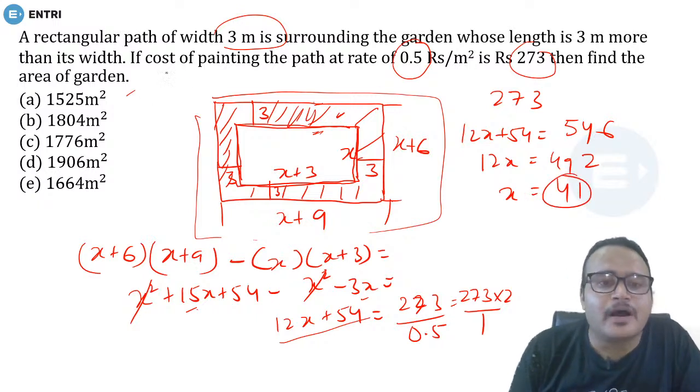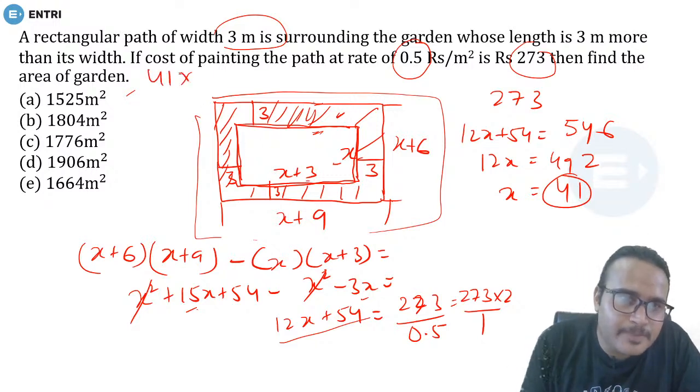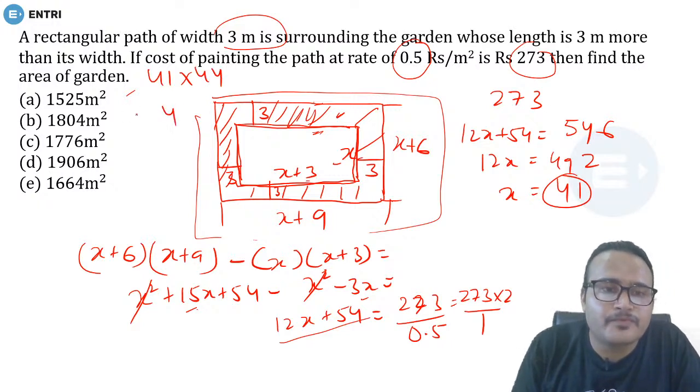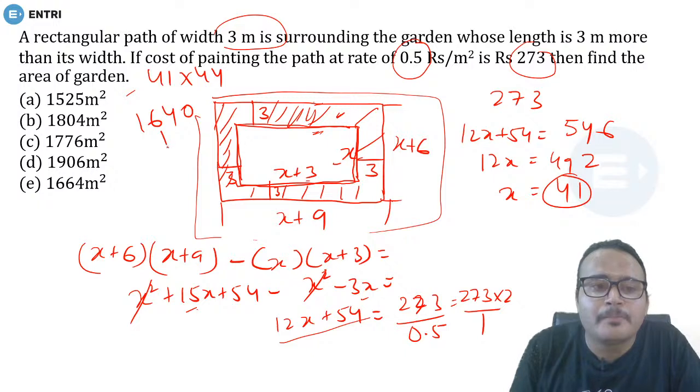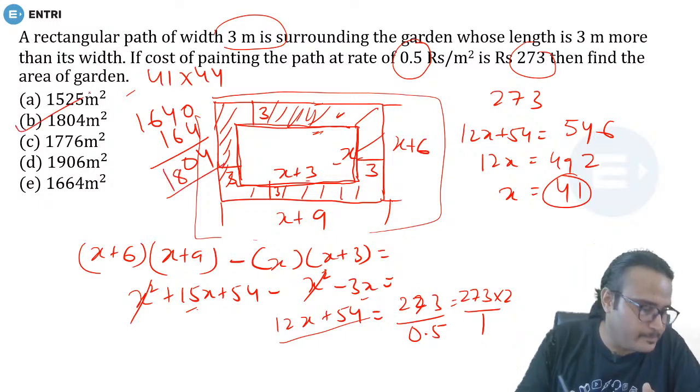Find the area of the garden. So guys, area of the garden is x into x plus 3. That means 41 multiplied by 41 plus 3, which is 44. So 4 1s are 4, 4 4s are 16, 1640 plus 164. So 4 plus 6 is 10, and 6 plus 1 is 7, 8, and 1804 per meter square will be the right answer.